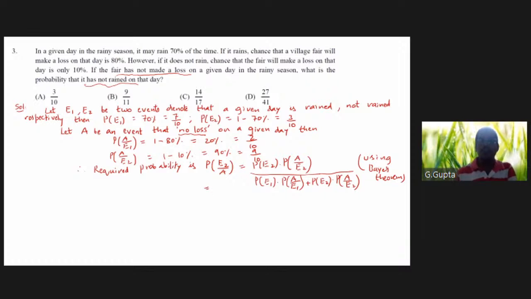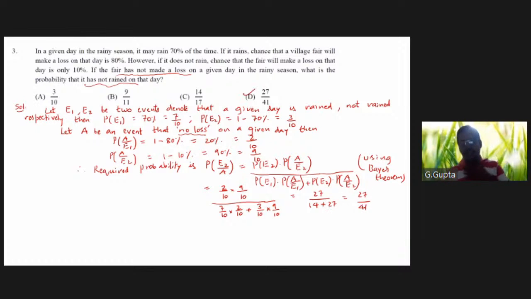so what is probability of E2? 3 by 10 into probability of A given E2, 9 by 10, whole divided by probability of E1, 7 by 10, probability of A given E1, 2 by 10, plus 3 by 10 into 9 by 10. So 3 into 9, 27, all 10s cancel, 7 into 2, 14, plus 3 into 9, 27. So this is 27 by 41. Accordingly, option D is the answer.